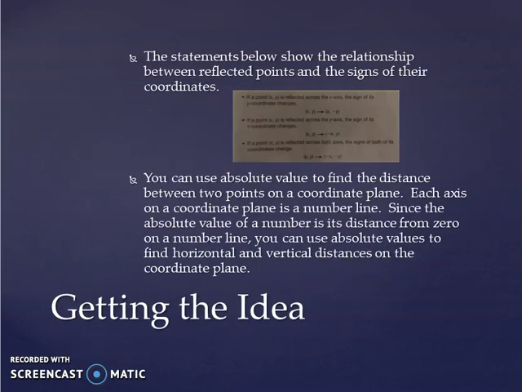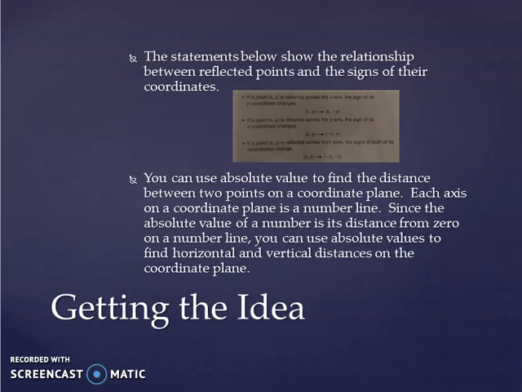So let's get the idea here. The statements below show the relationship between reflected points and the signs of their coordinates. If a point (x, y) is reflected across the x-axis, the sign of its y-coordinate changes. So as you can see, if we reflect over the x-axis, x stays the same, but y becomes negative.